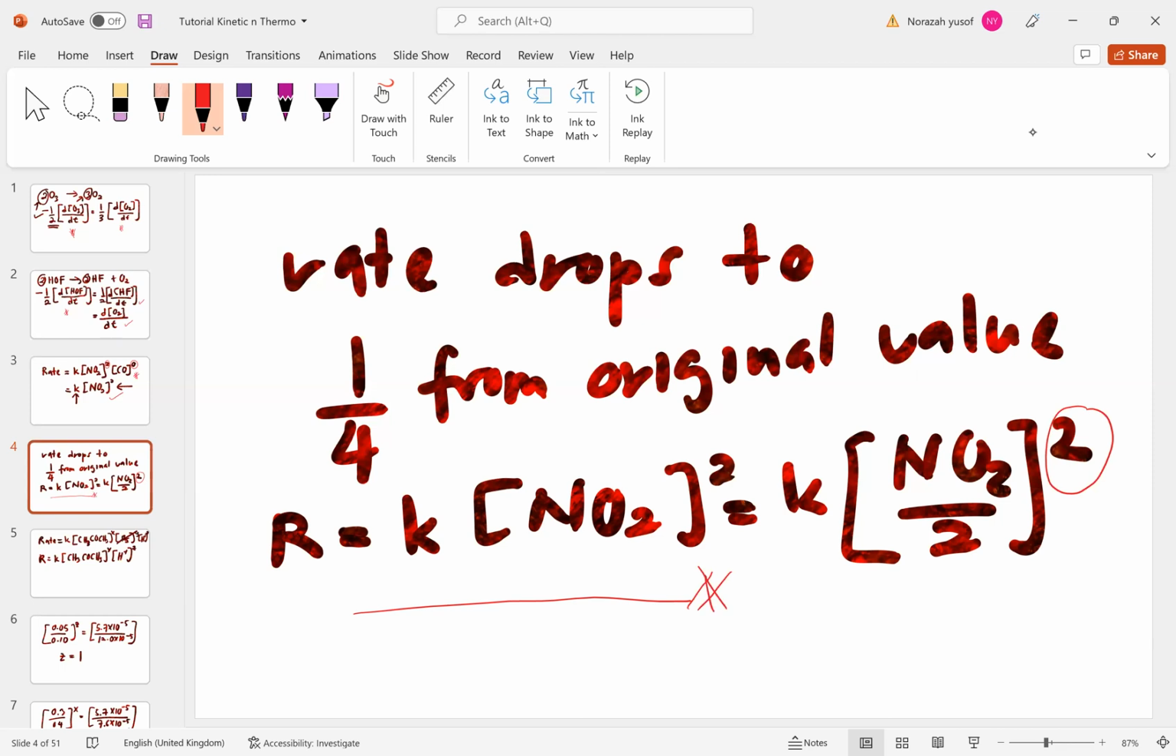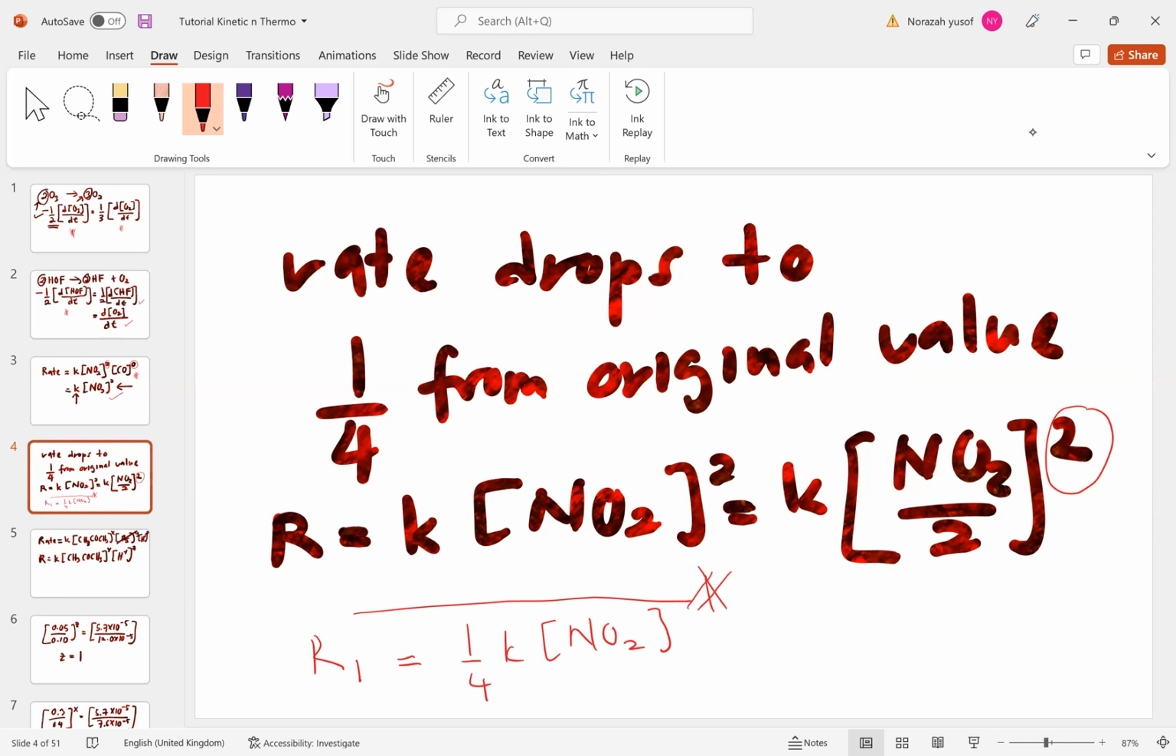Okay, if you have any question, just stop me ya. 2/2 1/4 lah a new rate R, katalah R1 so it's 1/4 K NO2. NO2 ni yang baru lah, because it's kuasa 2 dah.